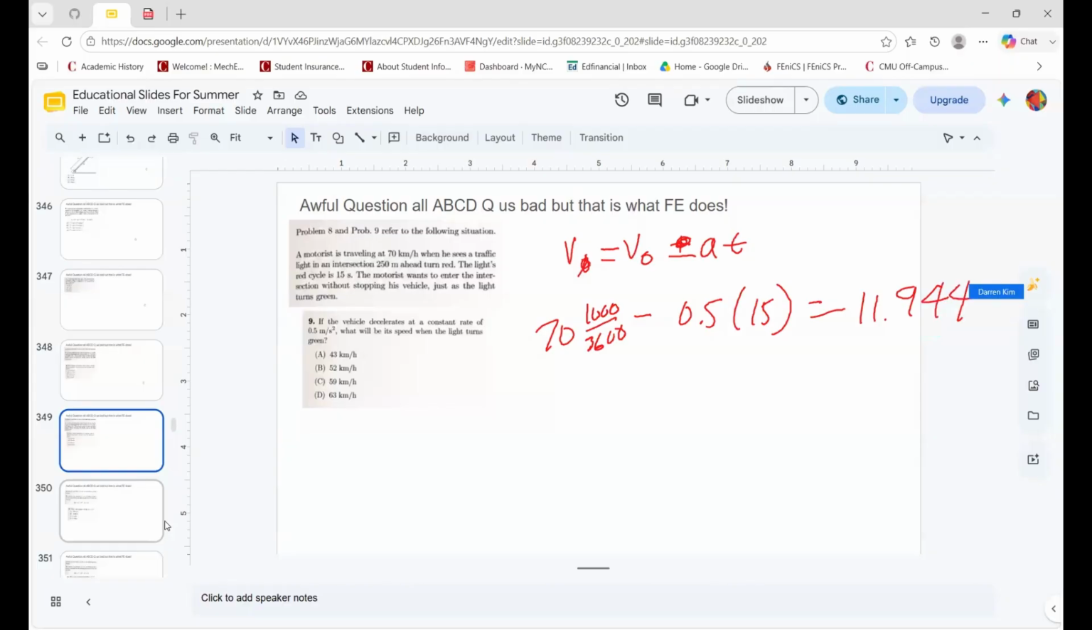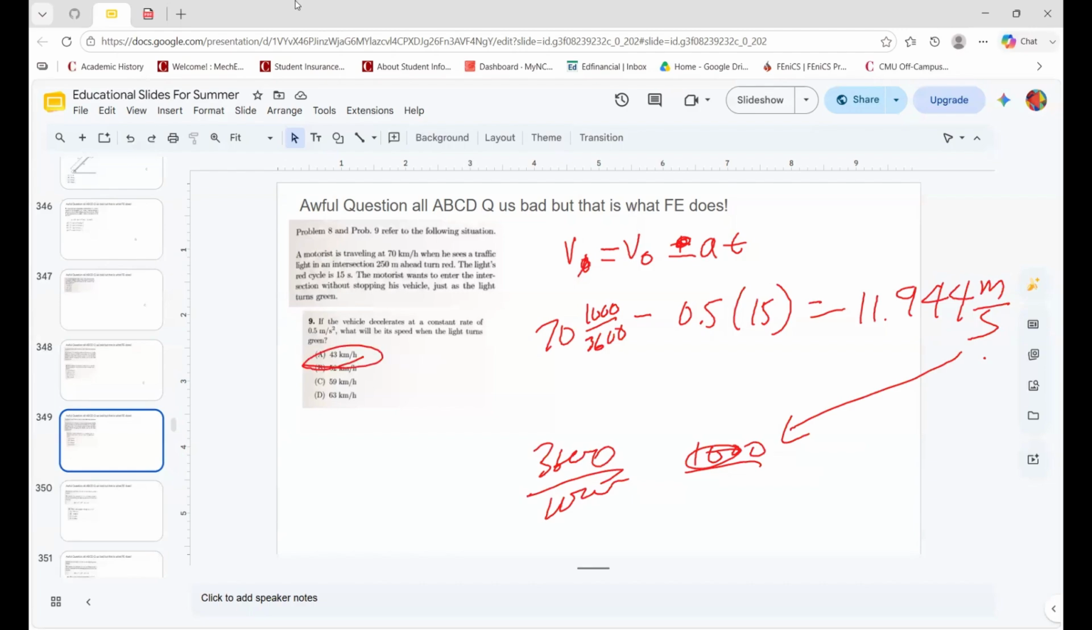It's 11.944 meters per second. But I have to change back to kilometers per hour, so you multiply this by 3600 and divide by 1000. That equals about 43, so that's A. And that should be the answer if I am not wrong. I'm just going to accept that's A and move on.